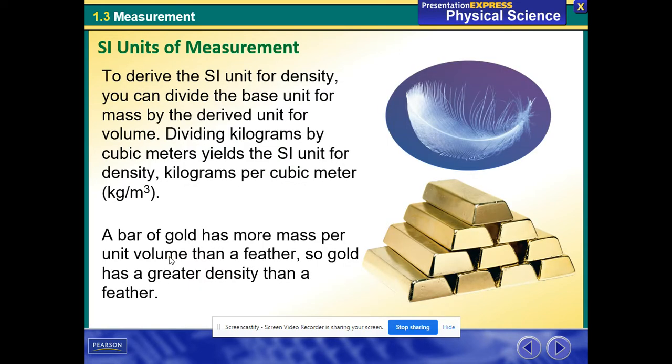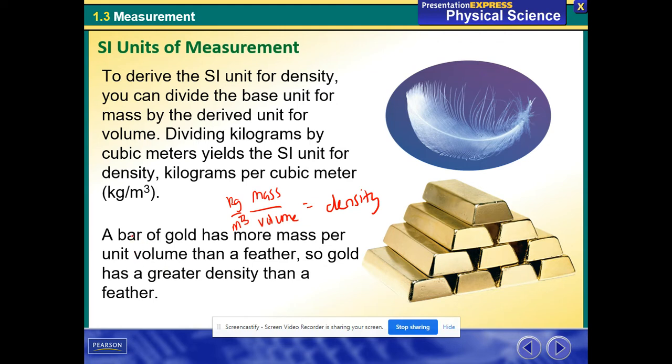So to derive an SI unit for density, you can actually divide the base unit for mass by the derived unit of volume. Because remember, mass divided by volume equals density. So dividing kilograms, which is the SI unit for mass, by cubic meters, which is the SI unit for volume, yields the SI unit for density, which is kilograms divided by meters cubed. Because look here, you're taking mass, which is kilograms, and you're dividing it by meters cubed, which is volume.